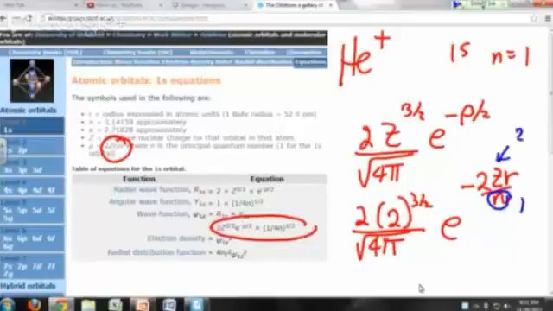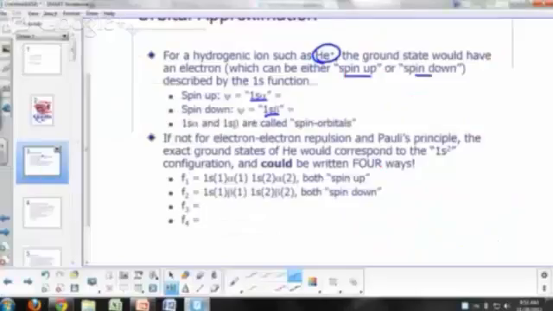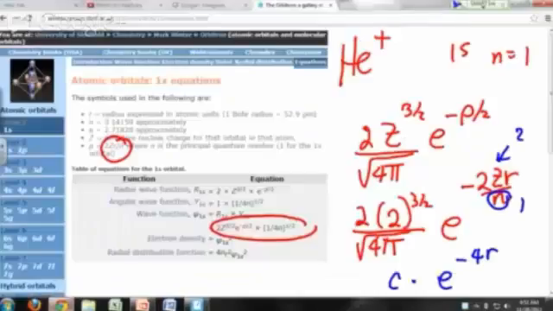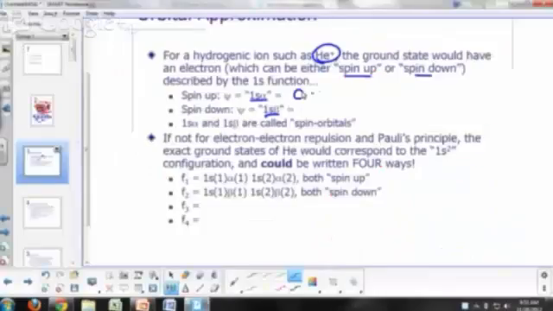Okay. So what's our expression now? It's just going to be some constant, let's call that c, times e to the minus 4r, right? That would be your 1s orbital. So this is going to be some constant c times e to the negative 4r. Okay, that would be the orbital, and then you say times alpha, whatever alpha is.